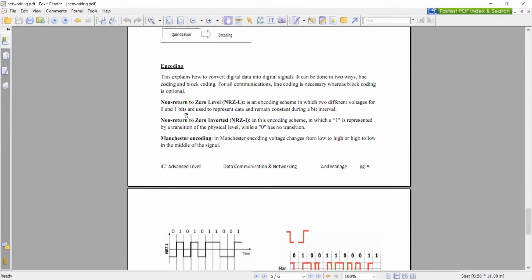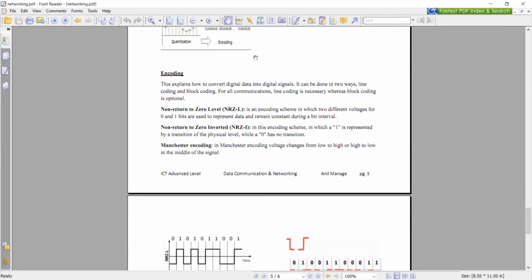Right, encoding. So this explains how to convert digital data into digital signals. So then we have the digital data with us, ones and zeros, but it should be converted to a signal. Only after it is converted to a signal can we transmit this data. The data is transmitted as a signal.